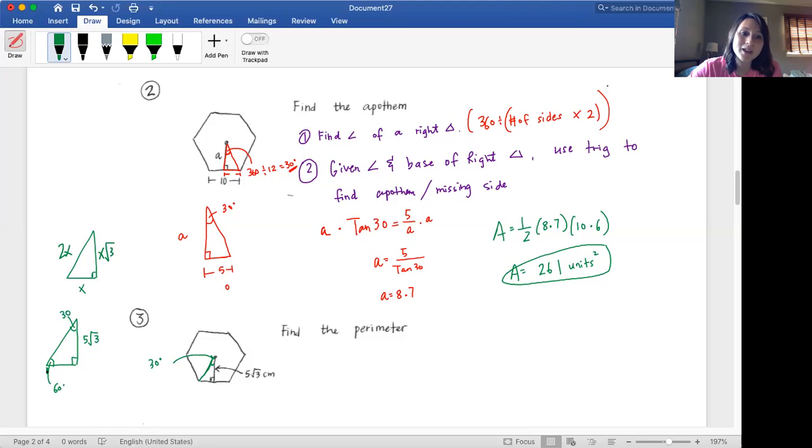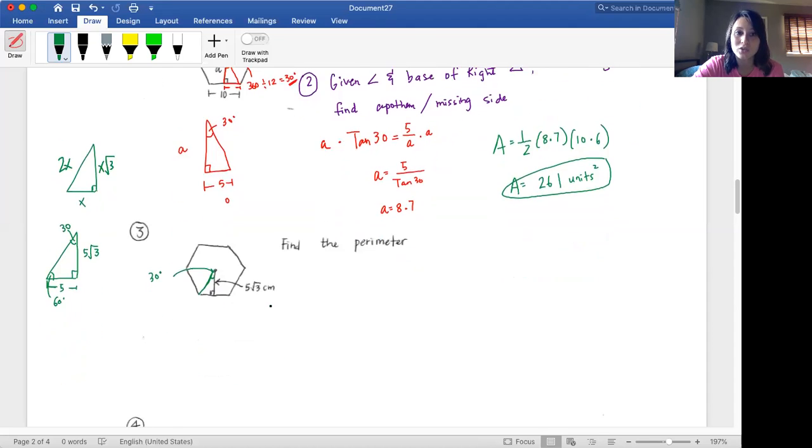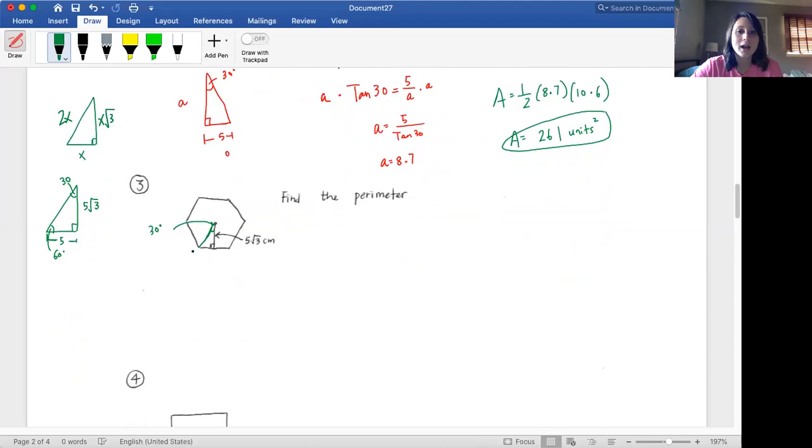That means this base has to be 5 times square root of 3 divided by square root of 3, which is just this number, 5. So I actually can use the patterns of my 30, 60, 90s to help me find stuff if I see a correlation between the special triangles. So right here, I have that this is 5, which means the whole entire thing is 10.